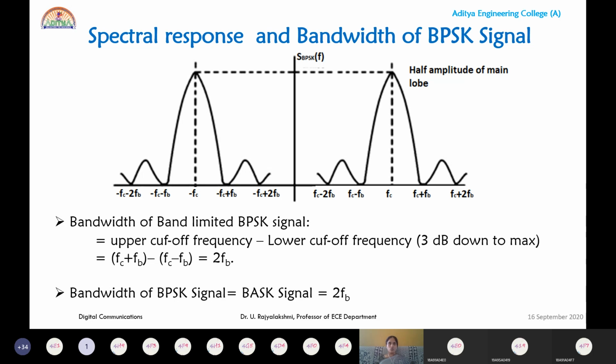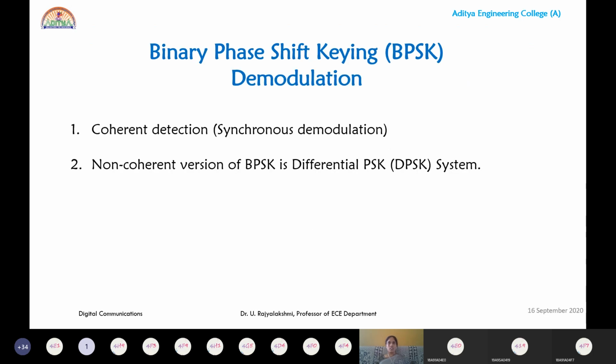Okay, let us go through the next slide. Here we start with BPSK demodulation. If you observe the demodulation, here we will have only coherent detection. Using the general transmission technique, with the multiplier at the transmitter, it is very difficult to use a non-coherent version at the receiver.